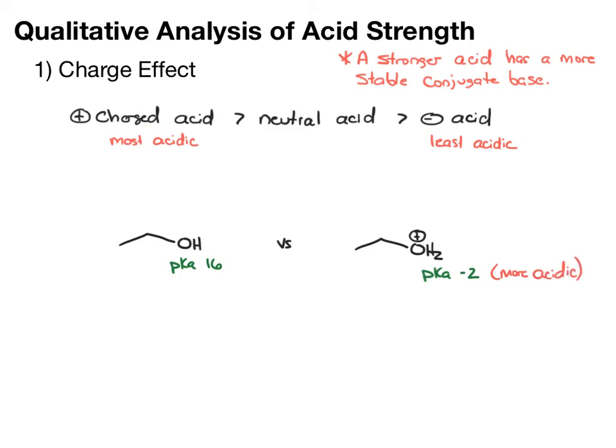But let's look at why in reference to this statement up here. The stronger acid has a more stable conjugate base. So let's see what happens if we react each of these with a base, just B minus. So the base will take a proton off of each molecule and will give us here O minus, and in the second case, OH. So what you can do then is compare these conjugate bases.